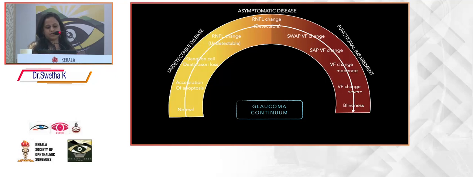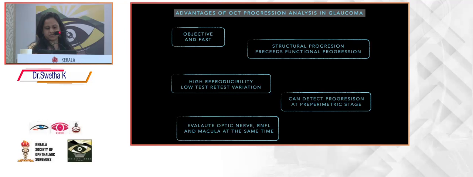Generally, what we see is a patient coming after the functional impairment. But what we need to do is diagnose a patient once it is in the asymptomatic or undetectable stage. Also find out whether the patient is progressing in this asymptomatic stage.